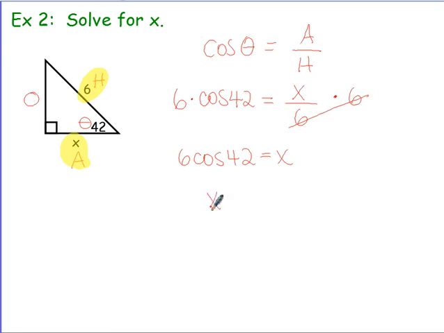So x equals 4.5. Okay, so hopefully you're thinking, oh, well, this isn't too bad so far. So let's get another example together, and then you're going to try one on your own.